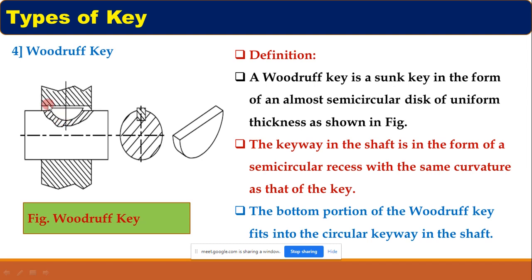And the keyway in the hub is the same as in all the previous types of keys. So there is no change in the keyway on the hub for this Woodruff key and previous types, but the keyway in the shaft is different for this Woodruff key, with a semicircular recess where this semicircular key can rest. The bottom portion of the Woodruff key fits into the same circular keyway in the shaft. So this bottom surface of the Woodruff key, having a circular surface, will fit into this semicircular keyway in the shaft.